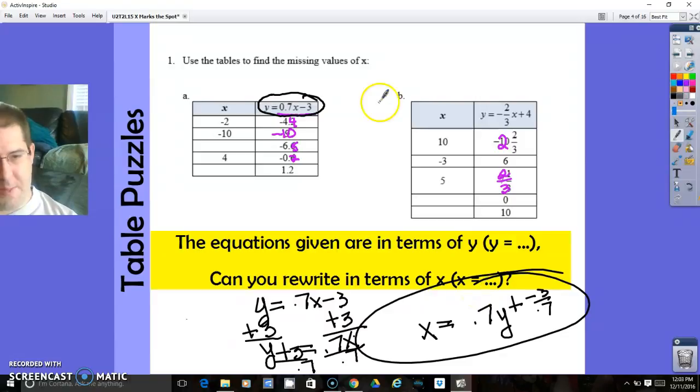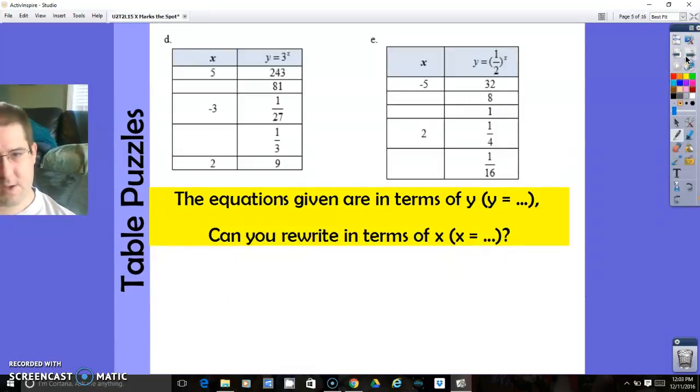Okay, so that would be taking a y equals and turning it into x equals. So that's one of the things that we'll be talking about today. So what if you have an exponential function? How do I make this x equals? Problem with that is exponential functions don't have an x-intercept.